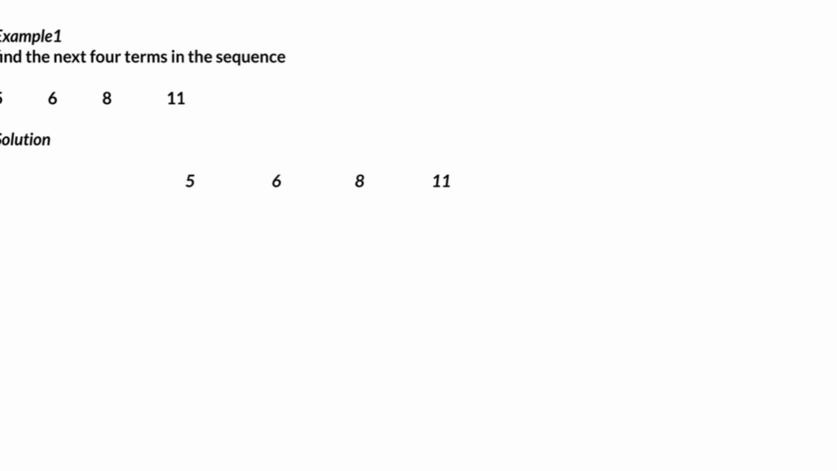We're done with the introduction. Now we're going to our examples. Our example 1 is find the next 4 terms in the sequence. We have 5, 6, 8, and 11. So how do you identify the difference between each number? Now you look at number 5 and number 6. Let me draw my loop first. There. Then we'll have one from there to there. Then we'll have another one from 8 to 11.